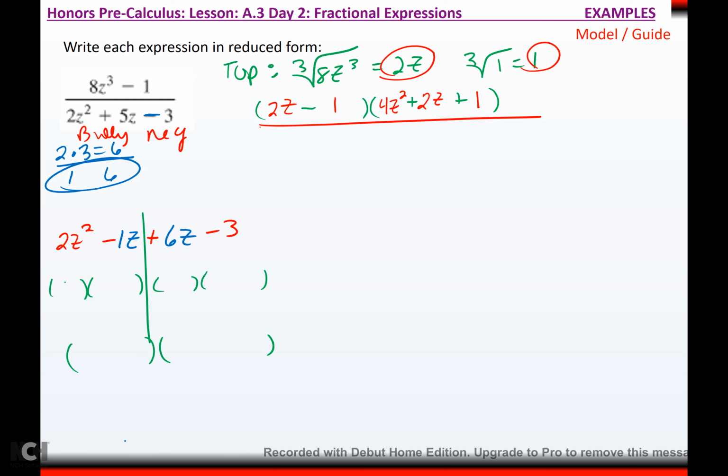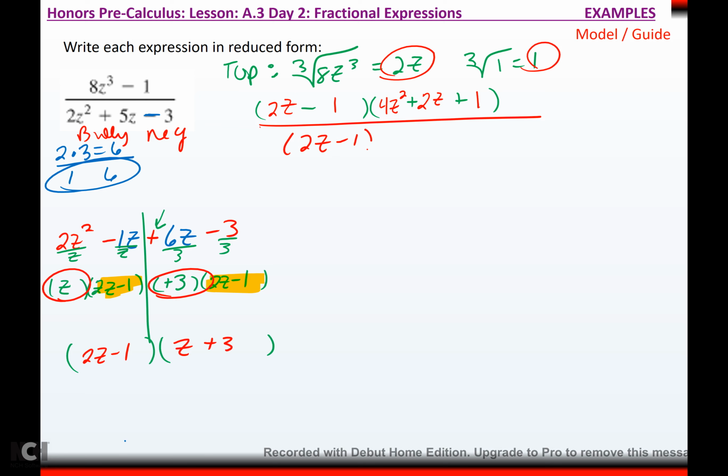So on this side, I'm going to pull a z. If I divide by z, I get 2z minus 1. These guys have a 3 in common. I'm taking the positive because that's the first sign. Divide by 3, I get 2z minus 1. You better have a matching binomial or something's wrong, but I do. My matching binomial is 2z minus 1, and what's left is z plus 3. So on bottom I get a 2z minus 1 and a z plus 3.